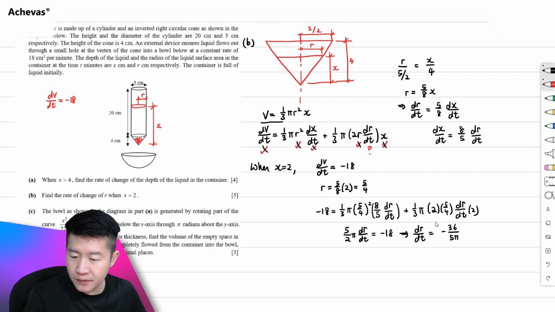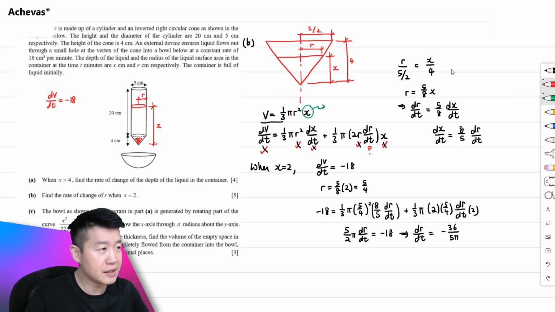Can we find dV/dr? Yes, you can definitely find dV/dr because you can replace the x that is here by 8 over 5 r. Then you will find V in terms of r cubed. Then you can find the dV/dr, and then of course use the rate of change equation from your secondary school to solve for dV/dt. This is not necessary.